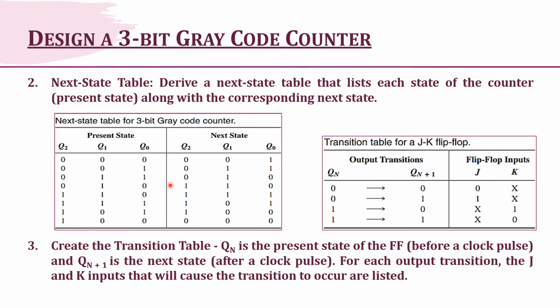We can create the counter using either JK flip-flop or T flip-flop or D flip-flop. Here we are taking JK flip-flop. So let's create a transition table for a JK flip-flop. In the table, Qn represents the present state and Qn plus 1 represents the next state. Present state means the state before the clock pulse, and the next state means the state after the clock pulse.